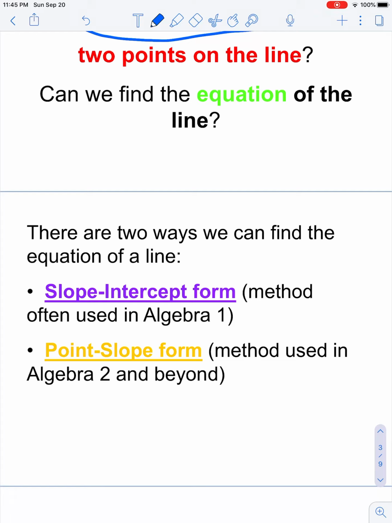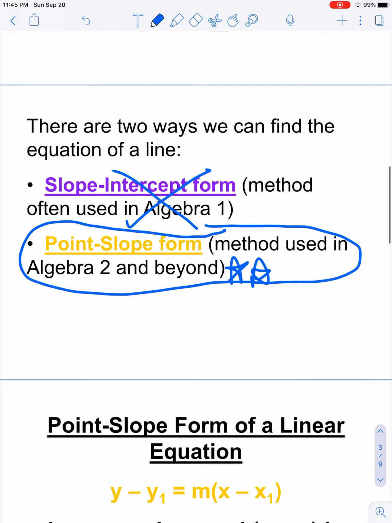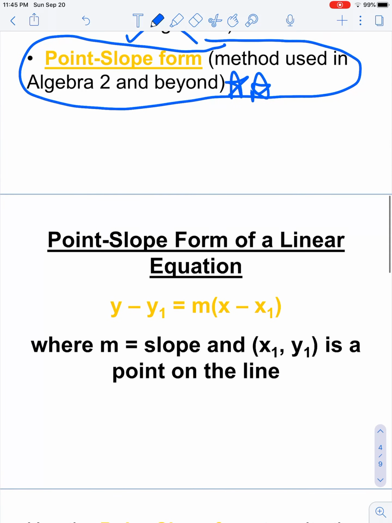In Algebra 1, you may have used the slope-intercept form. However, in Algebra 2 and beyond, we use the point-slope form, and that's the method you'll be required to use. So it's really important you do not use the slope-intercept form, but instead use the point-slope form. And that's what you're going to find on our next slide.